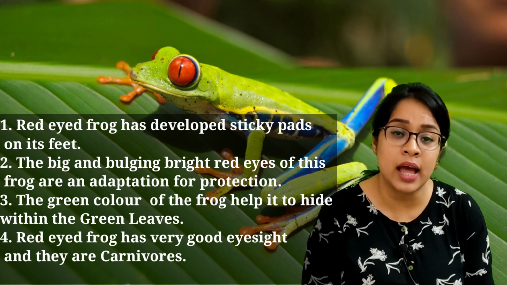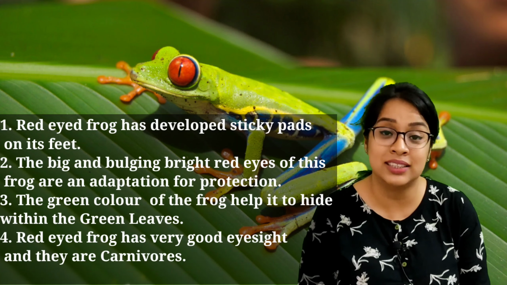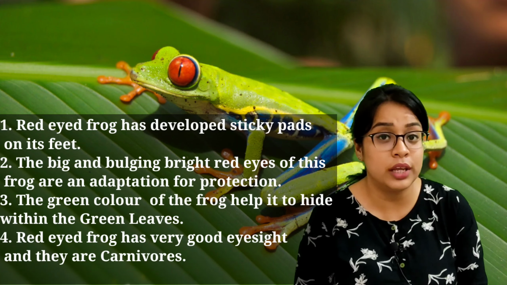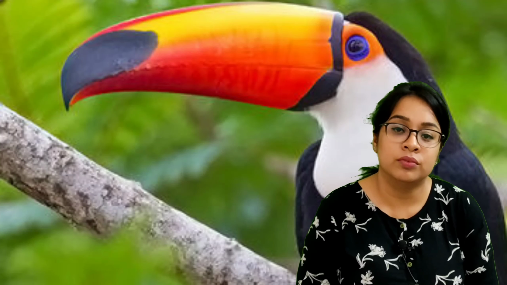Now, they have green color. Again, this green color, as they live on the trees, helps them to camouflage. Next, they are carnivores, so they can eat all the insects which live on the trees.